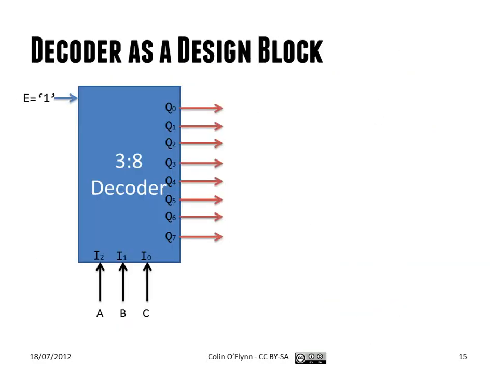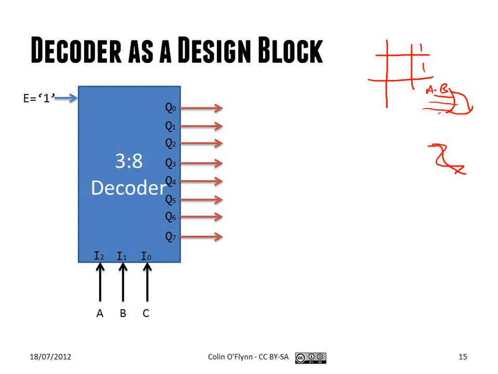A decoder we can use as a design block as well, and how we do this is, you know from before when we had a truth table, we could select the min terms. Wherever there's a 1, we say, okay, we will use these min terms, and we OR a whole bunch of min terms together. So, you know, we have different min term inputs, A and B or whatever. So we OR all the min terms together. And this is, again, the sum of products form.